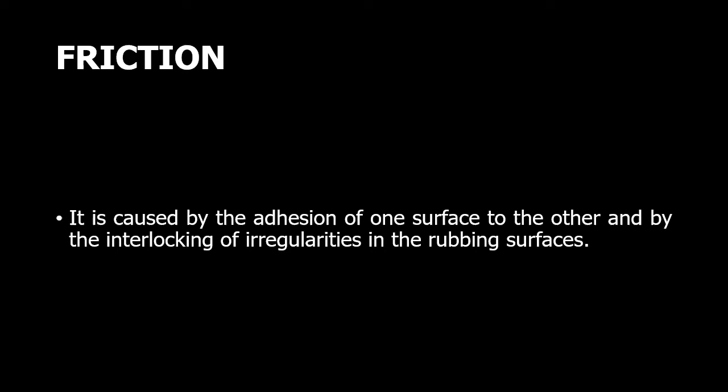Friction is caused by the adhesion of one surface to the other and by the interlocking of irregularities in the rubbing surfaces. Friction exists when two rubbing surfaces interact with each other. We have two kinds of friction, which are static friction and kinetic friction.